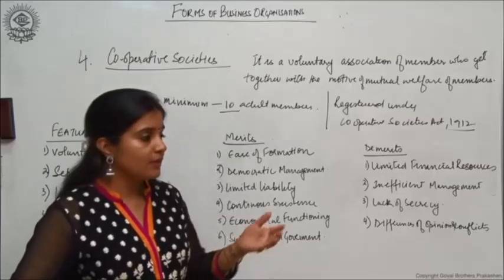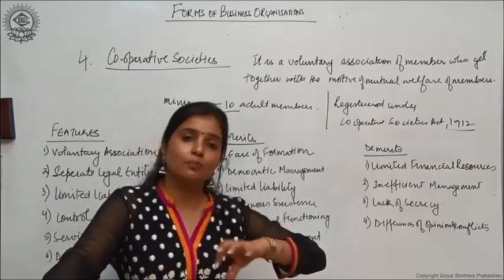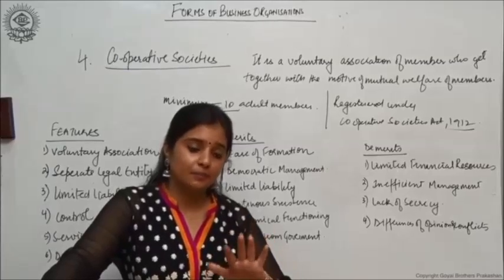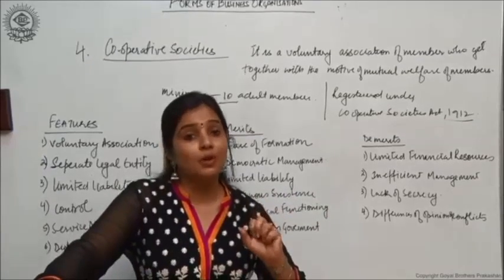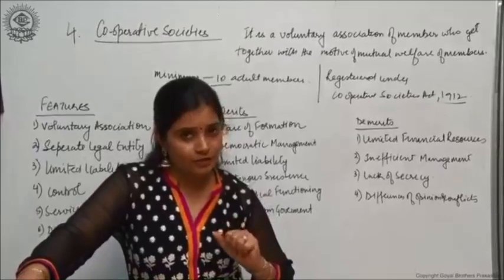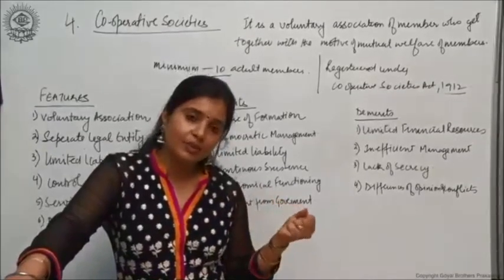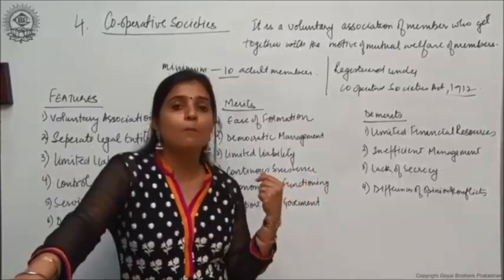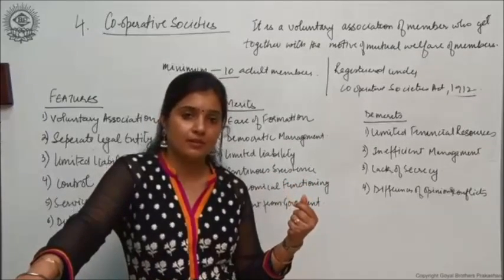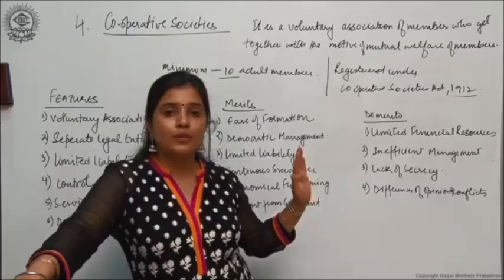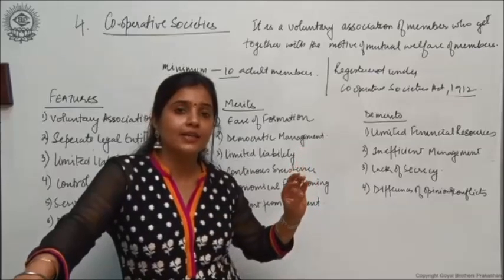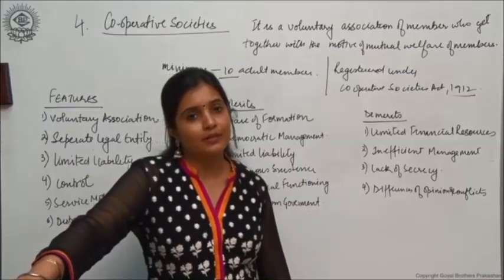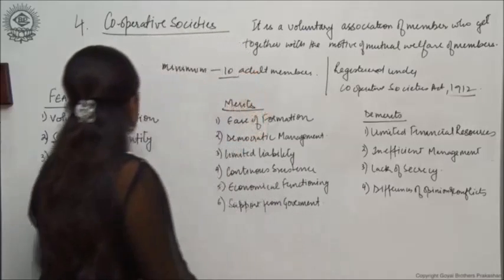So basically, more than 10 people get together, they pool in their money, and they buy the product directly from the manufacturers, right? As a result, they are able to acquire the product at a much cheaper price. Right? The main motive of cooperative societies is social welfare, right? That is, to eliminate any kind of middlemen. Right? What are the features of a cooperative society?